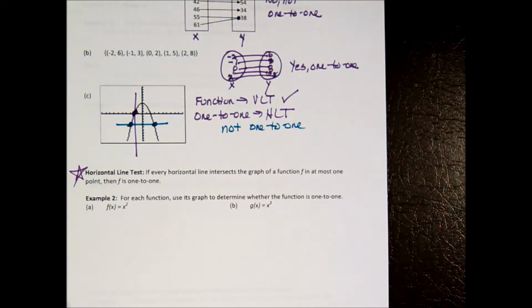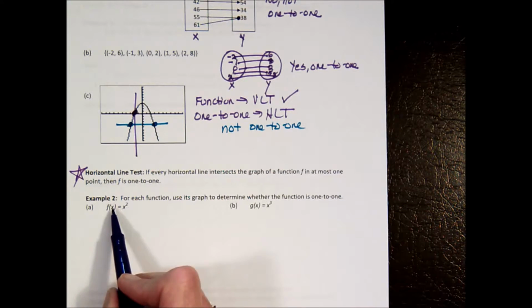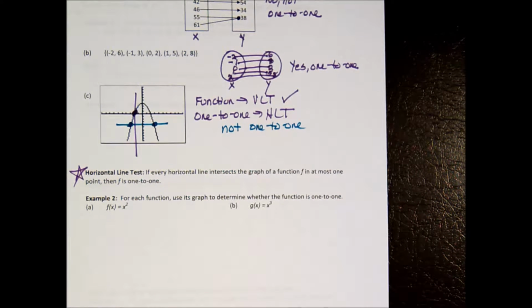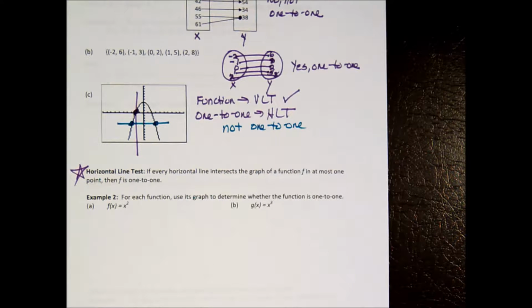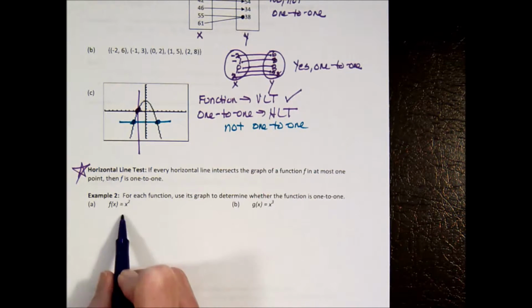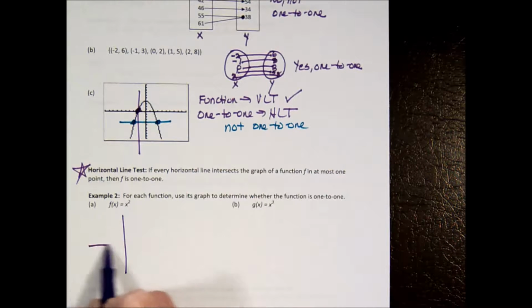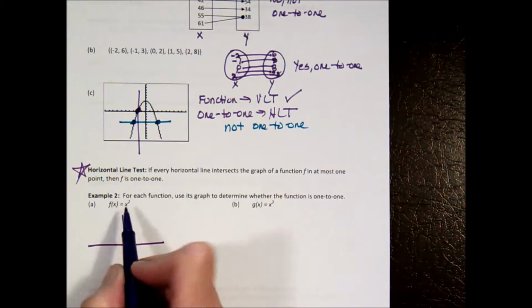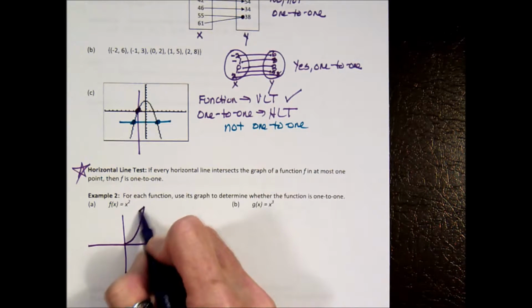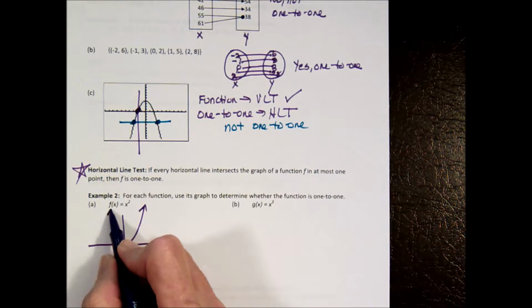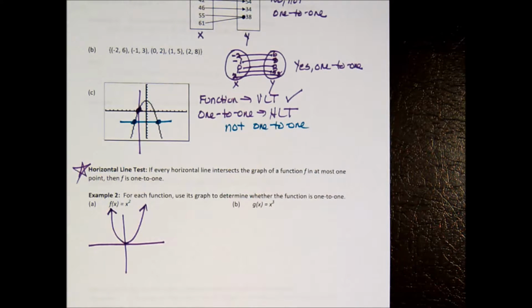All right, let's look at example 2. It says for each function, use the graph to determine whether the function is one-to-one. And these are ones that we learned when we learned the library of functions. So we have f of x equals x squared. We know that that graph looks like this. Just to prove, I'm going to do both of these. I'll use two different colors.